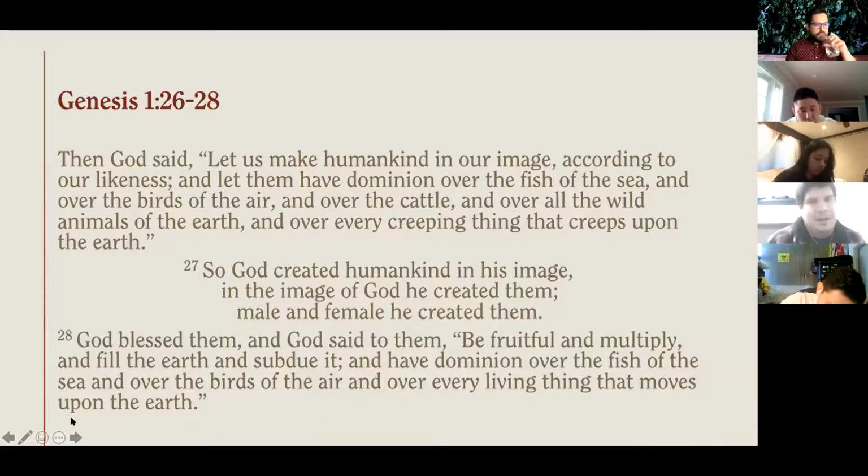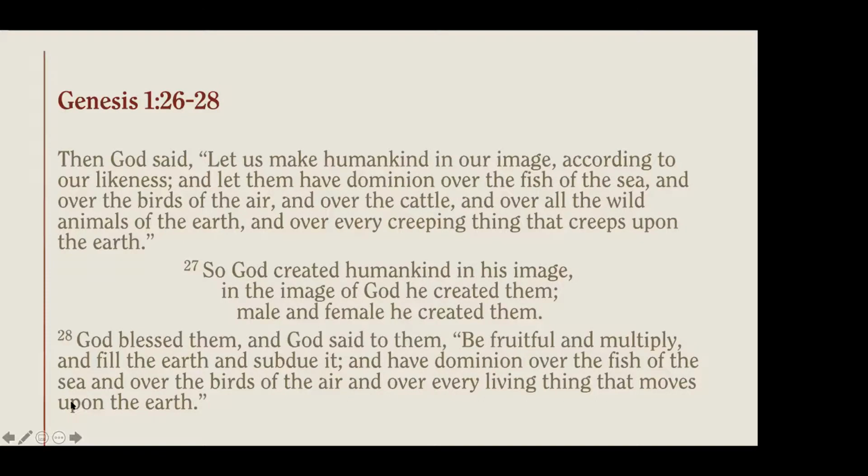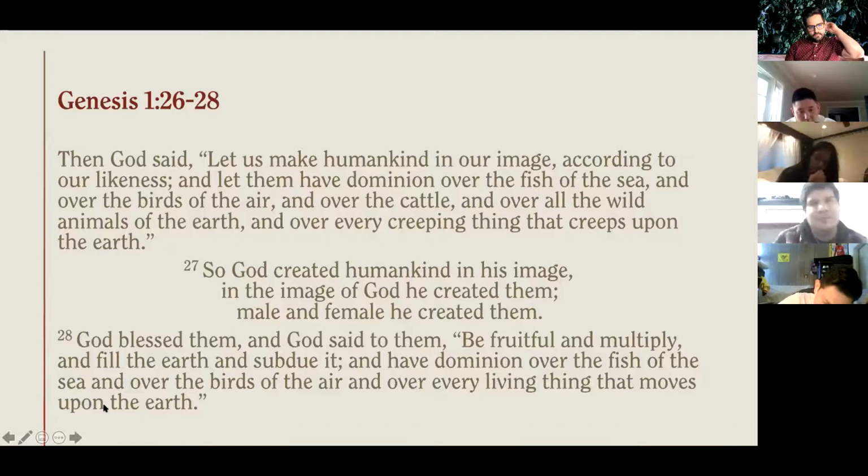And God said, let us make humankind in our image, according to our likeness, and let them have dominion over the fish of the sea, and over the birds of the air, and over the cattle, and over all the wild animals of the earth, and over every creeping thing that creeps upon the earth. So God created humankind in his image. In the image of God he created them. Male and female he created them. God blessed them, and God said to them, be fruitful and multiply, and fill the earth and subdue it, and have dominion over the fish of the sea, and over the birds of the air, and over every living thing that moves upon the earth.